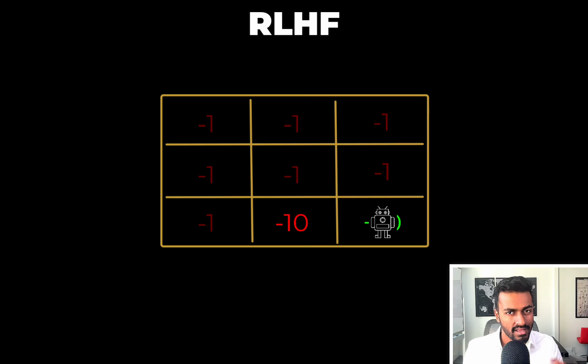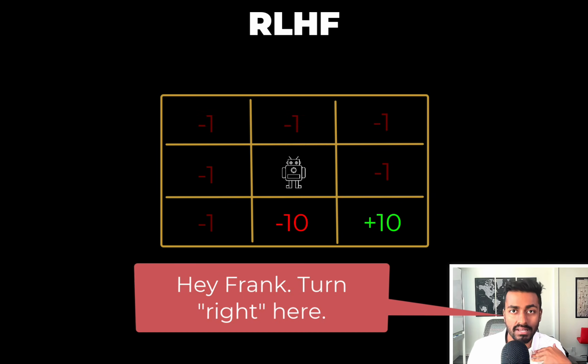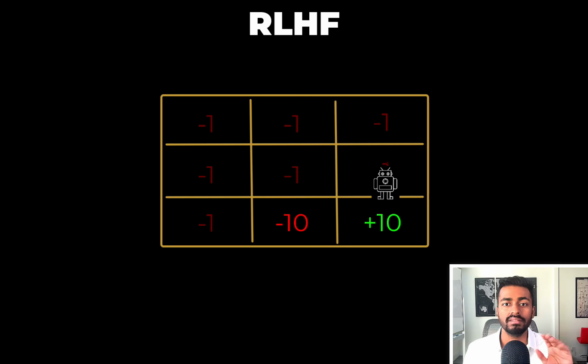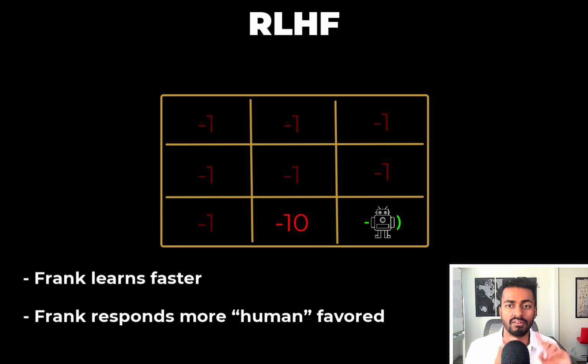But wait, can we help Frank out even more? And it turns out that we can. So while Frank is learning with a reinforcement learning algorithm, us humans can also provide our feedback to Frank as a mentor. This allows Frank to learn faster, and it also allows Frank to give responses that are more human-favored.